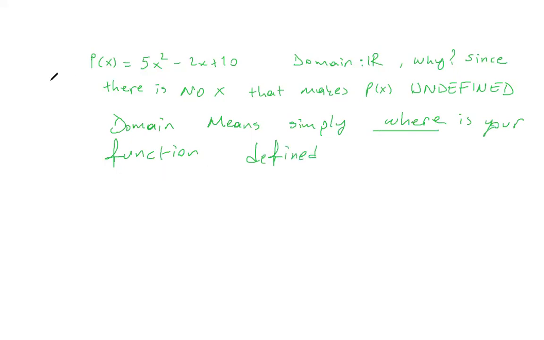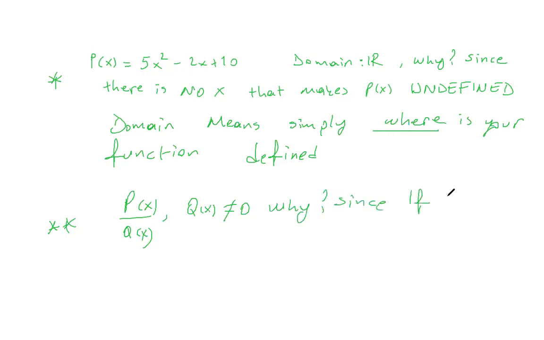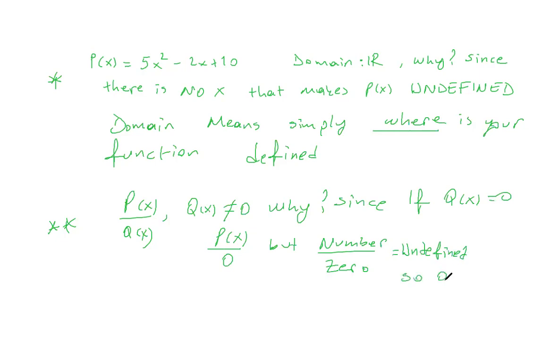Now, when I have p(x) over q(x), rational fractions, what is the rule? q(x) must be different than 0. Why? Since if q(x) equals 0, you have p(x) over 0, a number over 0, which is undefined. So q(x) cannot be equal to 0. Till here, any question? No.